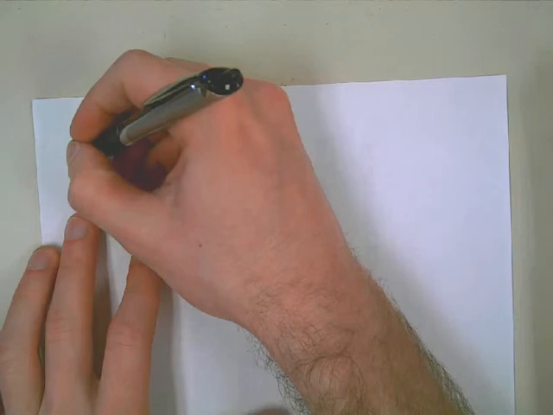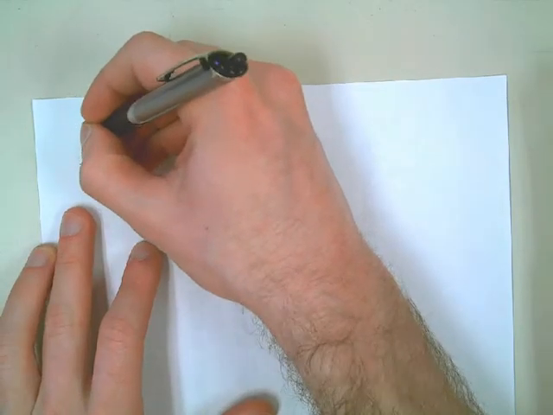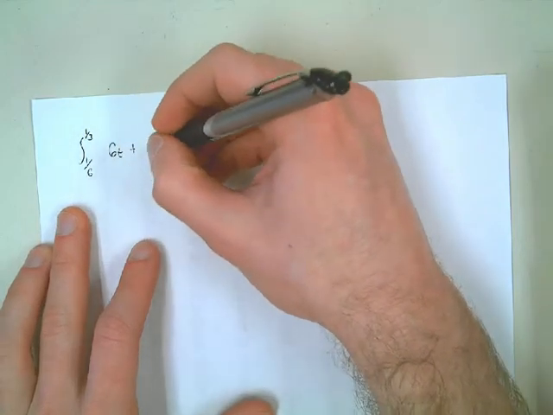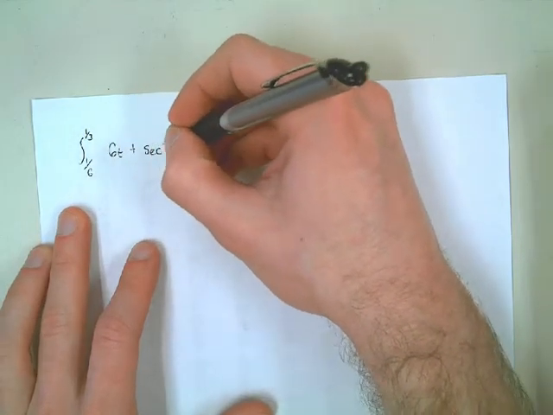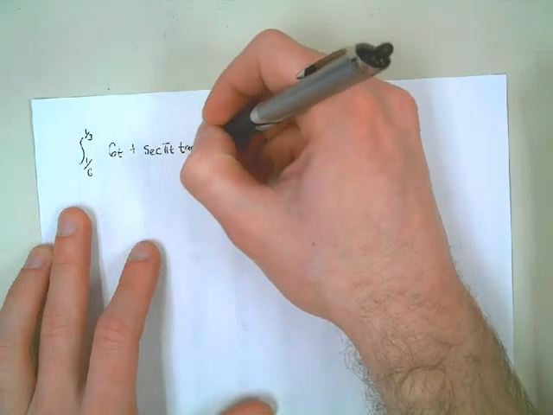Okay, next one. Let's try another. The integral from 1/6 to 1/3 of 6t plus secant pi t tangent pi t dt.